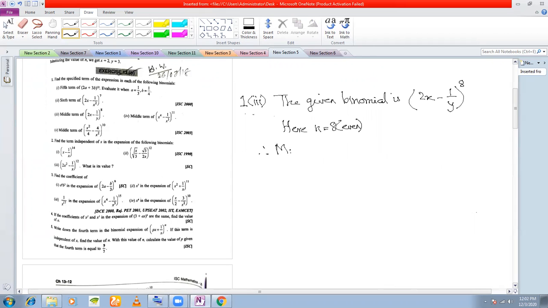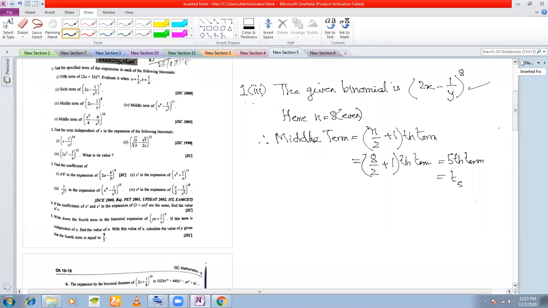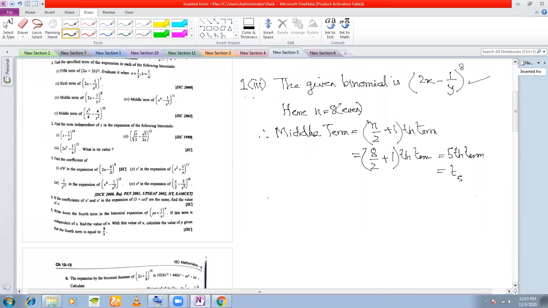So therefore, middle term is equal to n by 2 plus 1th term, which is equal to 8 by 2 plus 1th term, which is equal to 5th term, which is equal to T5. So we know that the middle term is the 5th term. But what is that 5th term in case of this binomial? We are going to find out with the help of the general term of a binomial, that formula.